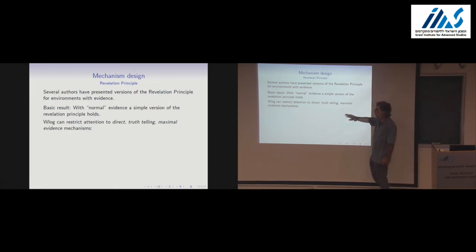The result is, without loss of generality, we can restrict to direct truth-telling, and while I missed the talks yesterday, I presume that that's something that everybody understands, direct truth-telling mechanisms. The addition here is we can restrict attention to direct truth-telling maximal evidence mechanisms. In other words, mechanisms where the agents only present their maximal evidence. Okay? So it's a one-shot environment.